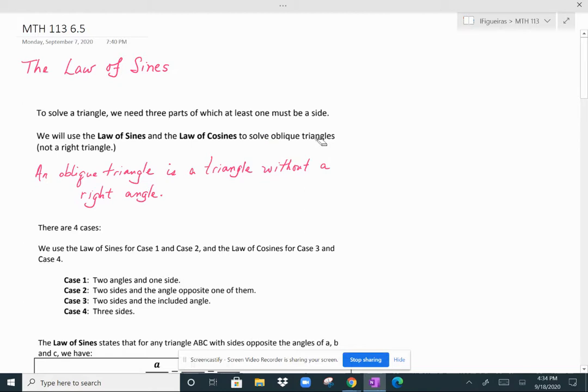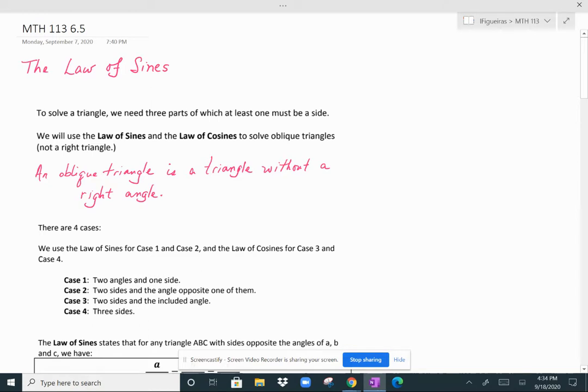So to solve a triangle, at the end you will know all three angles and all three sides. And in order to solve a triangle, you need at least three parts to be given, at least one of which must be a side. And then we'd be able to find the other sides and the other angles.